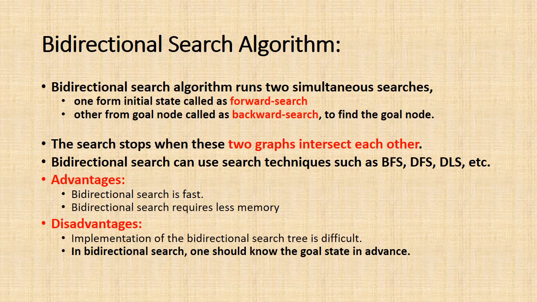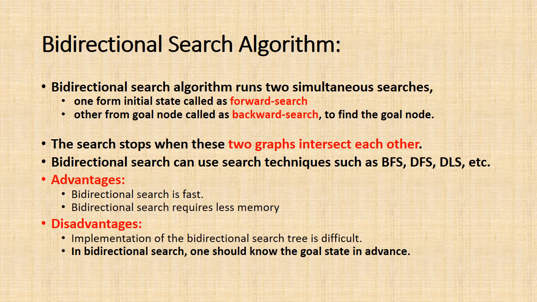The bidirectional search algorithm runs two simultaneous searches, one from the initial state called forward search and the other from the goal node called backward search, to find the goal node. Bidirectional search replaces one single search graph with two small subgraphs, in which one starts the search from the initial vertex and the other starts from the goal vertex. The search stops when these two graphs intersect each other. Bidirectional search can use search techniques such as BFS, DFS, DLS, etc.